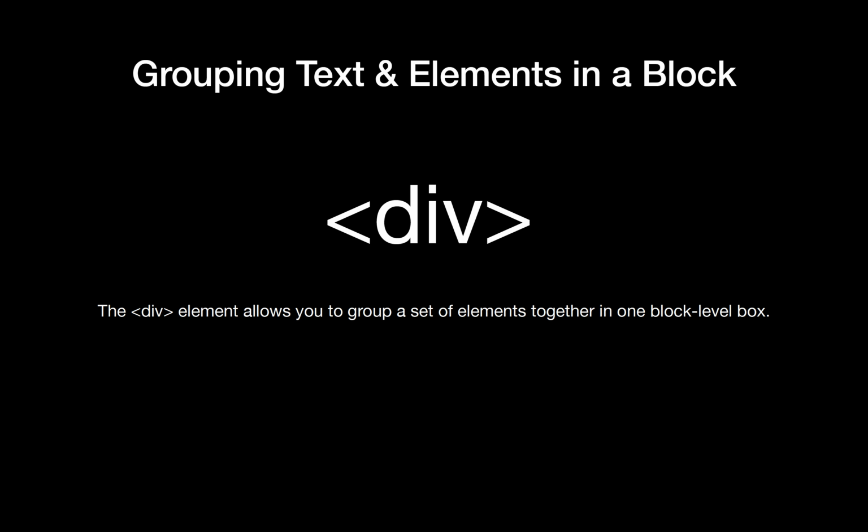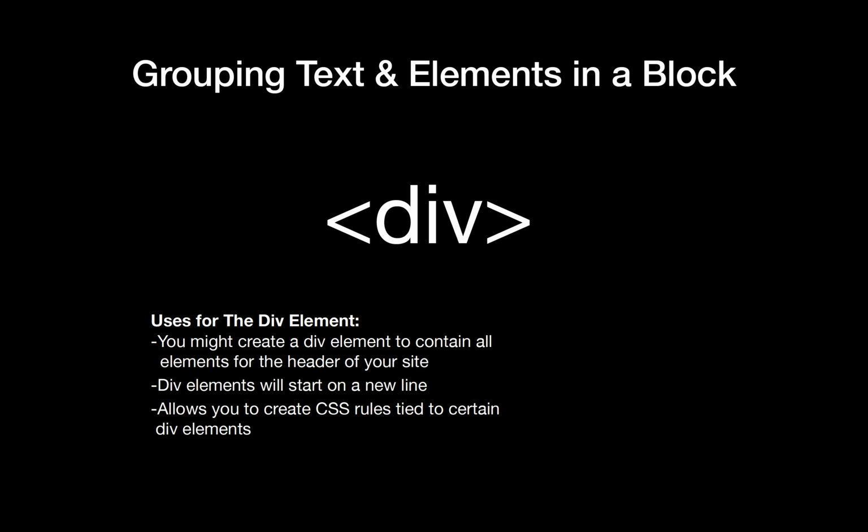So thinking about grouping elements. When we group elements, we will group them in a block, and we will use what is called the div element. The div element allows you to group a set of elements together in one block level box. Everything as far as HTML and CSS is concerned, we're thinking about it in chunks and in blocks, these little block area things. So, uses for the div element: you might create a div element to contain all the elements for the header of your site. Div elements will always start on a new line.